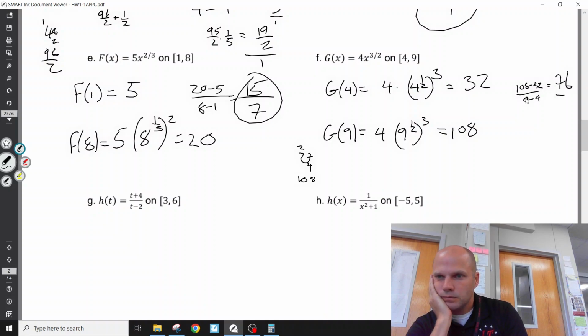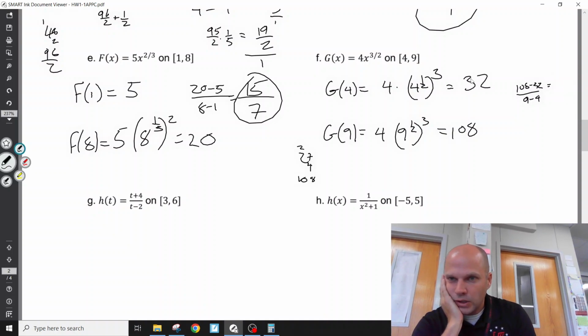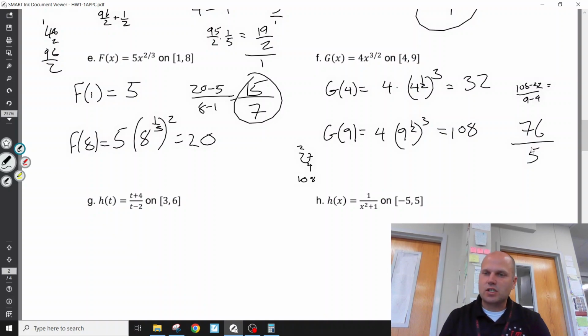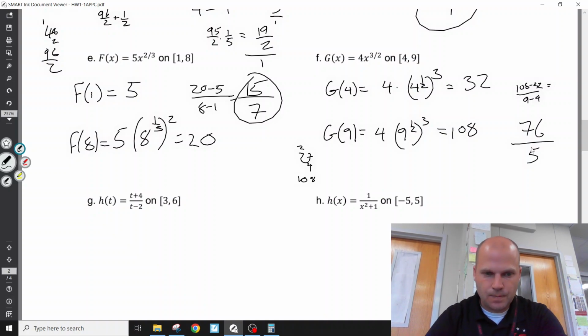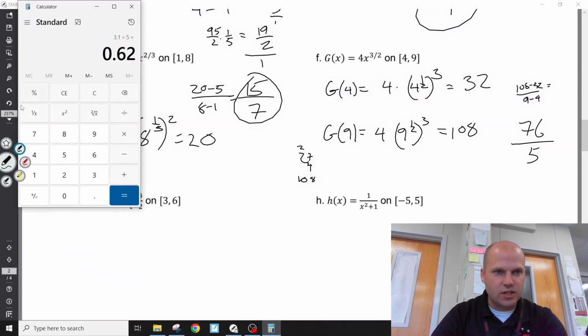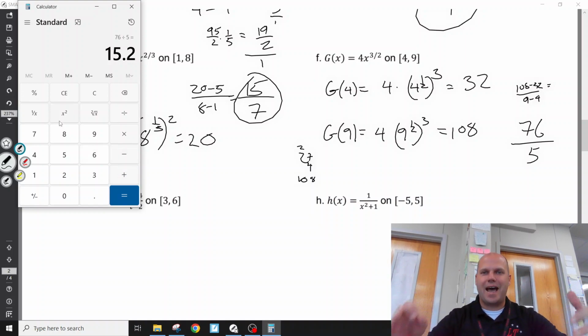Over 5. You don't have to do the calculations, guys. Like, you don't have to. You can just kind of look: 32 to 108, 76. 76 y's per 4 to 9, 5 x's. 76 fifths y's per x. If you have a calculator, it's easier to see that. 76 fifths, like, we are increasing 15.2 y's per x on average for this function.